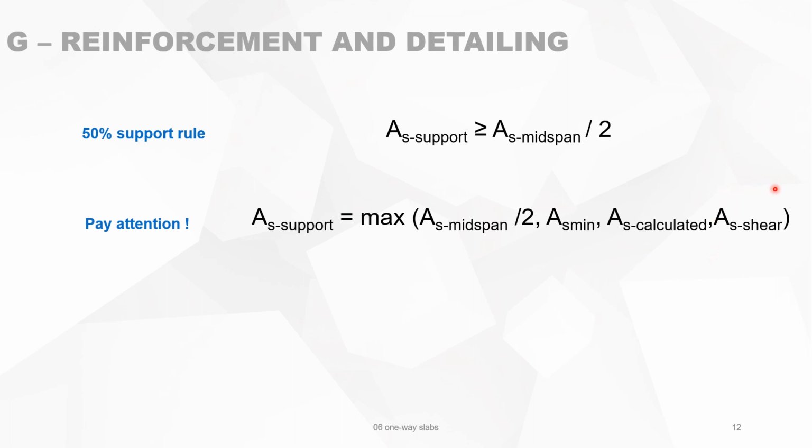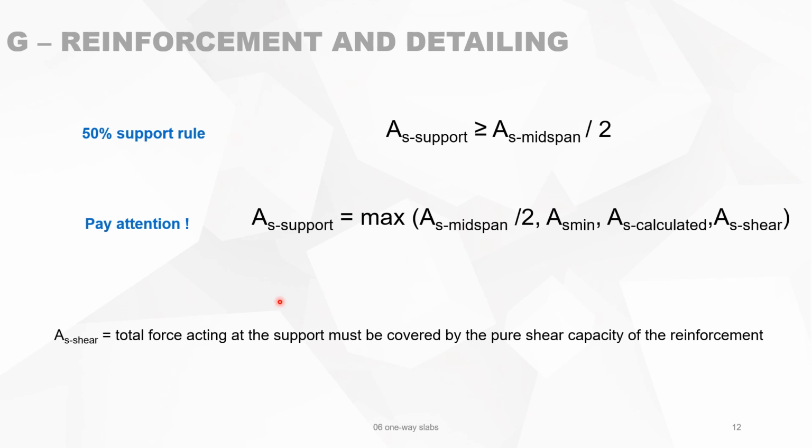It must also be bigger than the reinforcement that is needed to take up directly the reaction force into the steel. So it's a shear force, but only the pure shear in the rebars. And of course, the maximum reinforcement needed in the span of the slab divided by 2. The reinforcement needed for shear is such that the total force acting at the support must be covered by the pure shear capacity of the reinforcement. This is to avoid total collapse of the slab.